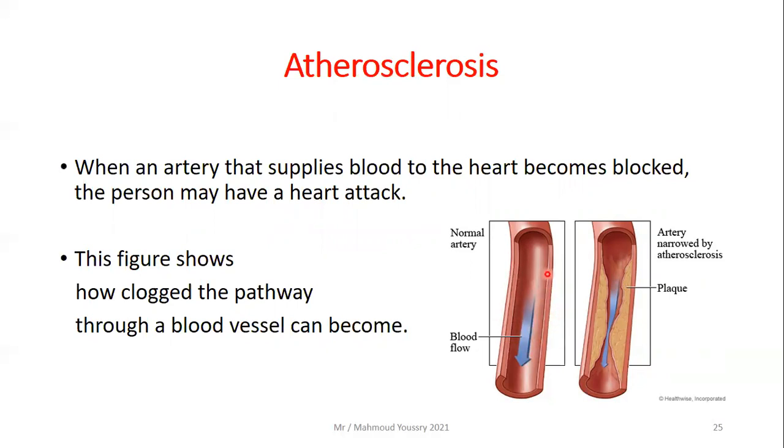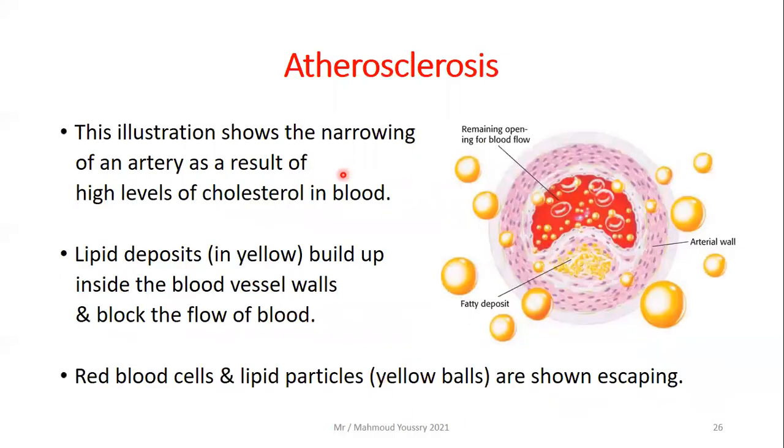Look at this figure right here. This is the normal blood vessel, or normal artery, and this is the artery narrowed by atherosclerosis, when the cholesterol started to deposit or stick to the sides of a blood vessel and narrow it. This is called a plaque. This figure shows how clogged the pathway through a blood vessel can become. Look here in this illustration, as you can see, this is a blood vessel. This is an arterial wall. These are fatty deposits, this is the cholesterol, and the remaining opening for blood flow became smaller than ordinary.